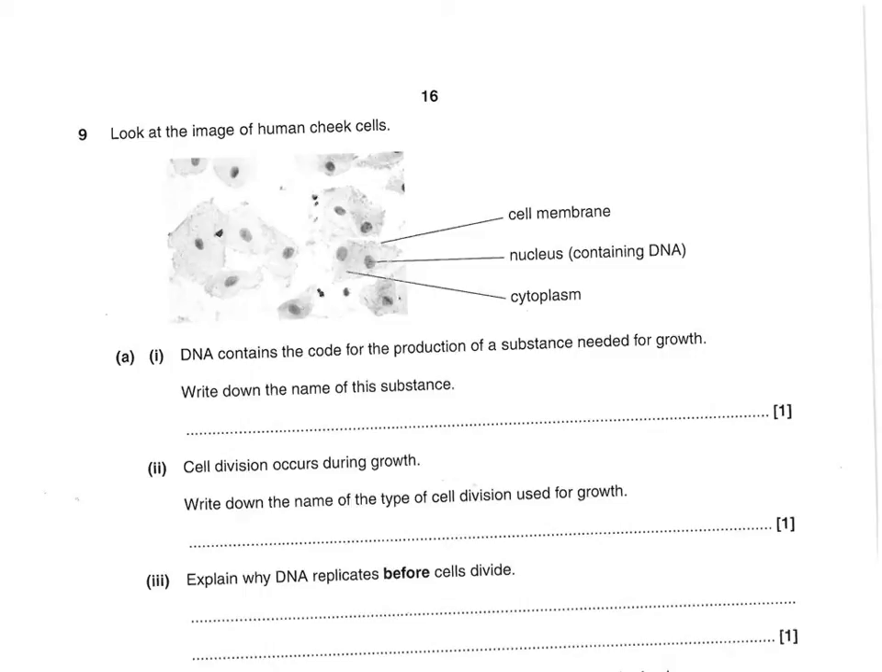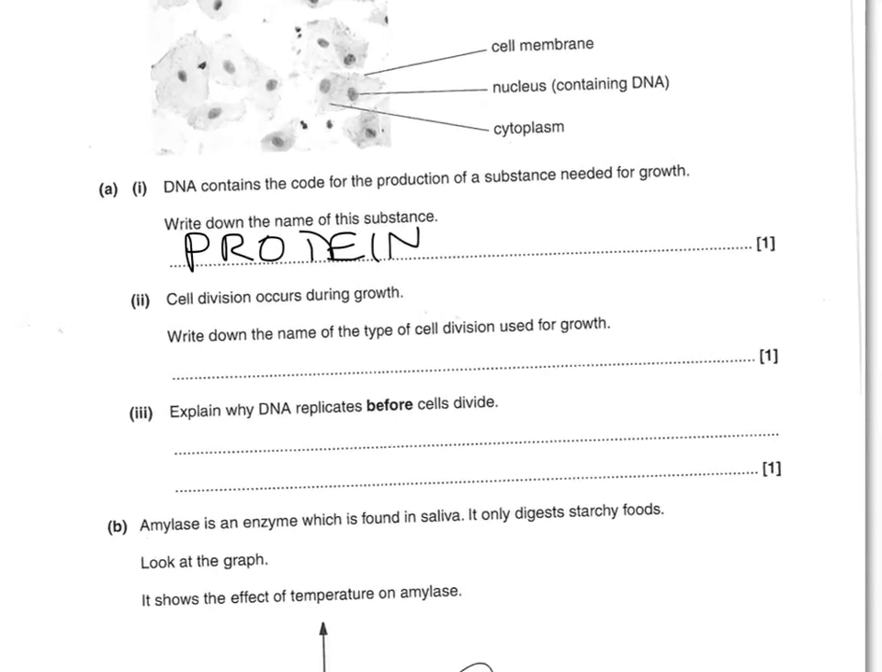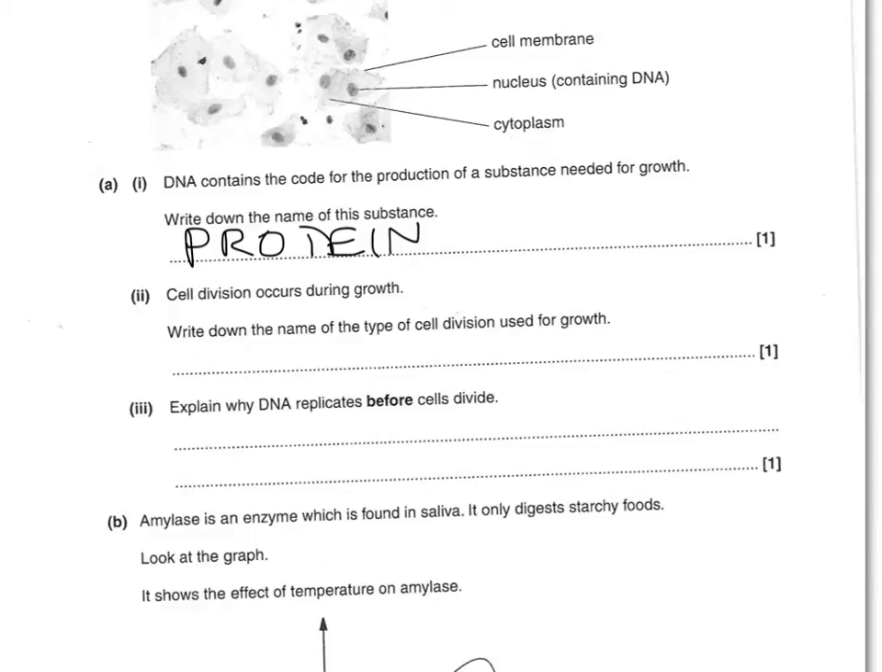So next question, look at the image of human cheek cells. DNA codes for the production of a substance needed for growth. What's the substance needed for growth? Well, that is protein, for 1 mark. And then cell division occurs during growth. Write down the name of the type of cell division used for growth. You've got a choice between mitosis and meiosis, and the name of the type of cell division used for growth is mitosis.